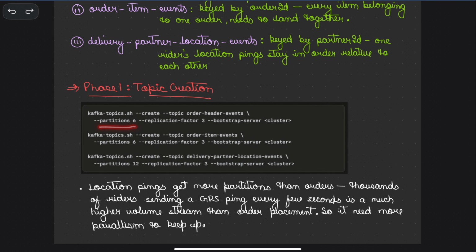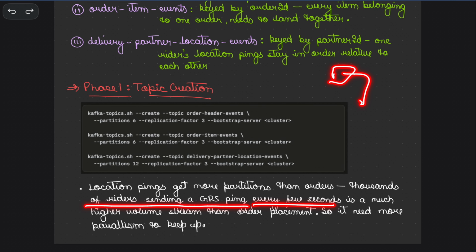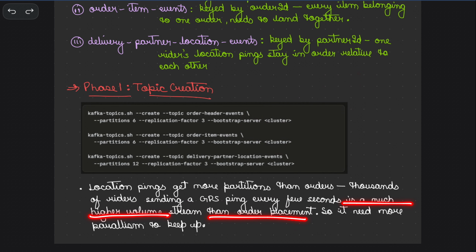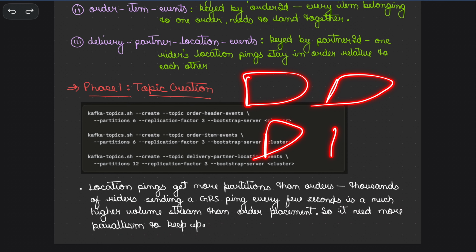For partitions, we are mentioning 6, but one thing to notice here is why the partition count is 12 for location. On what factor do we decide how many partitions we should keep for every topic? The deciding factor is that location pings get more partitions than orders. Why? Because thousands of riders are sending a GPS ping every few seconds. You need to track where the driver has reached. For every second you'll get a message, so it is a much higher volume stream than order placement. So it needs more parallelism to keep up. More partitions, more parallelism.